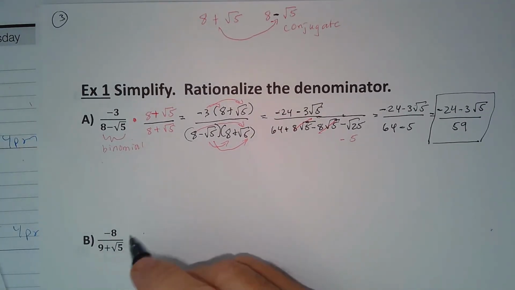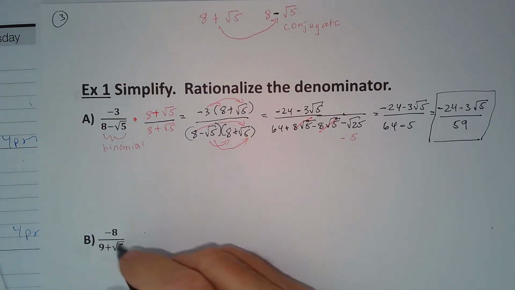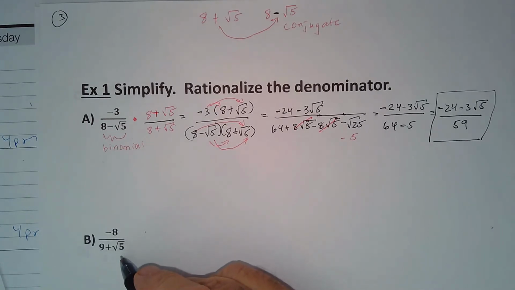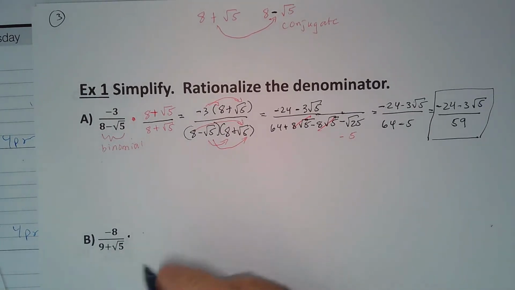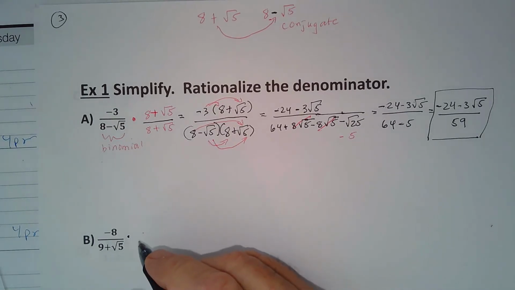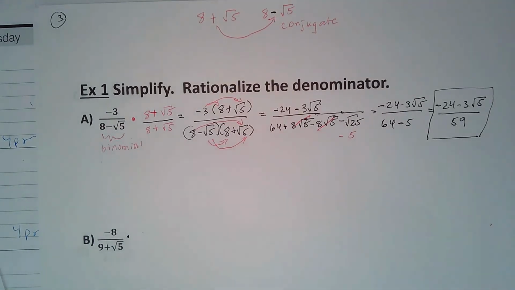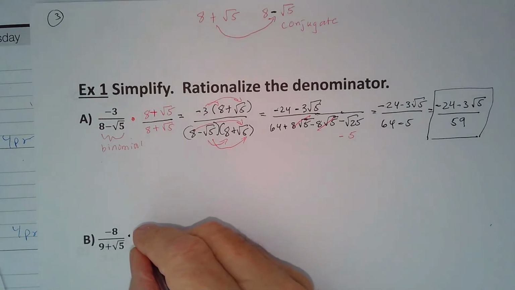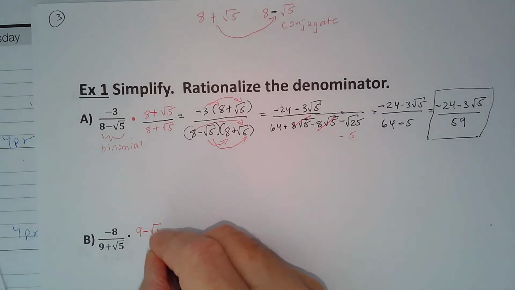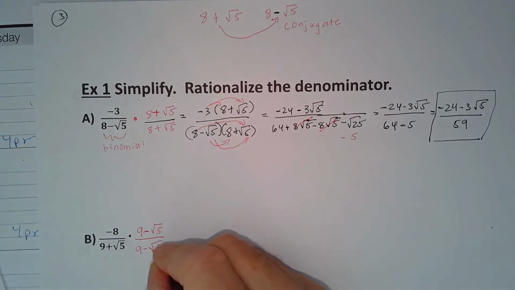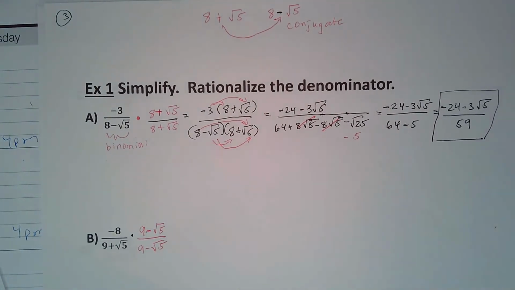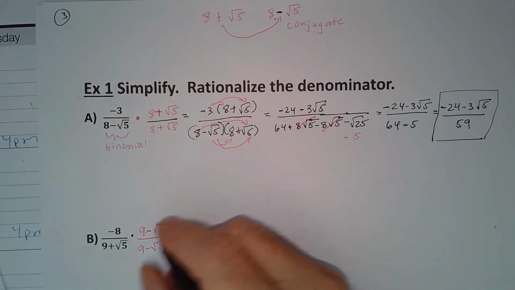Okay, let's go to the next one then. So this is negative 8 times 9 plus the square root of 5. The conjugate for 9 plus the square root of 5 is 9 minus the square root of 5. So 9 minus the square root of 5 in the numerator and 9 minus the square root of 5 in the denominator. Now we go ahead and we multiply these together.